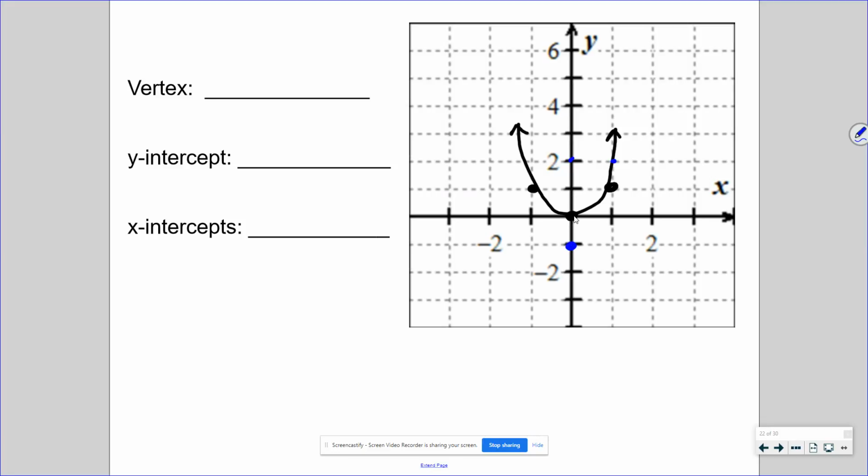And the only reason, again, that I know that is that my function was in vertex form, which gave me more information about the parabola and what it was doing. There you have it.